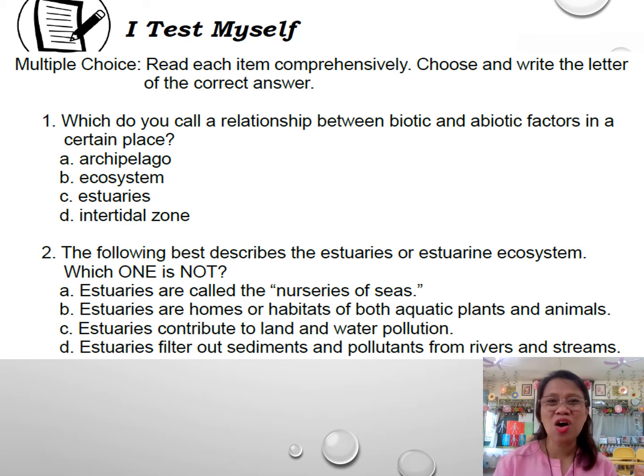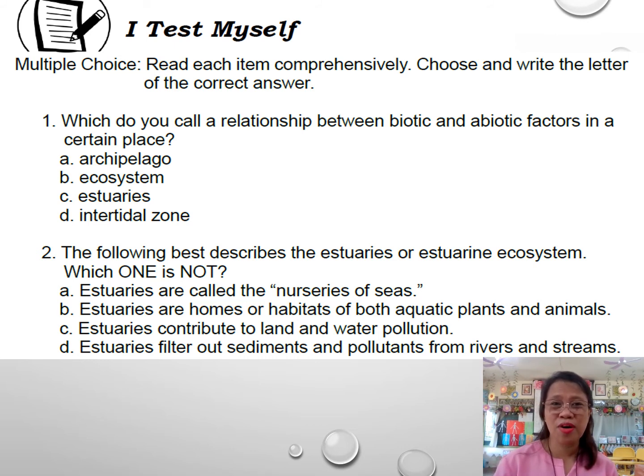Which do you call a relationship between biotic and abiotic factors in a certain place? Number 2. The following best describes the estuaries or estuarine ecosystem. Which one is not? The one that does not describe it, you will find. The following best describes the estuaries or estuarine ecosystem. Which one is not?